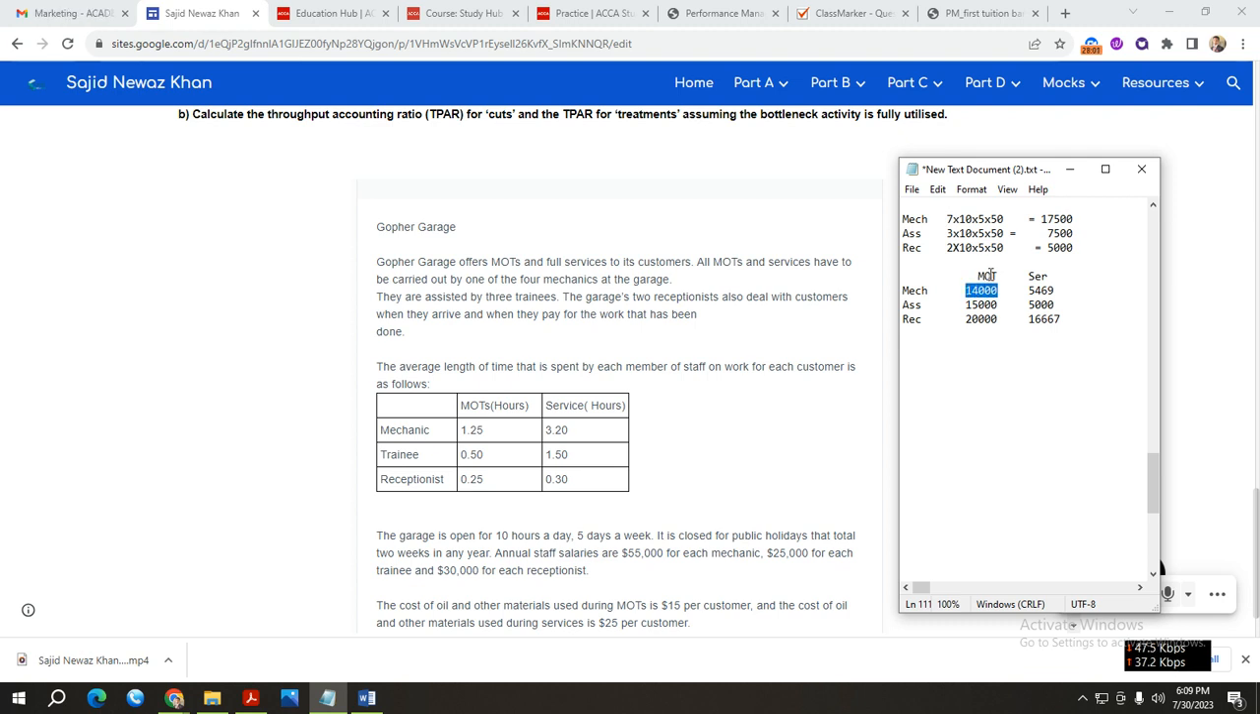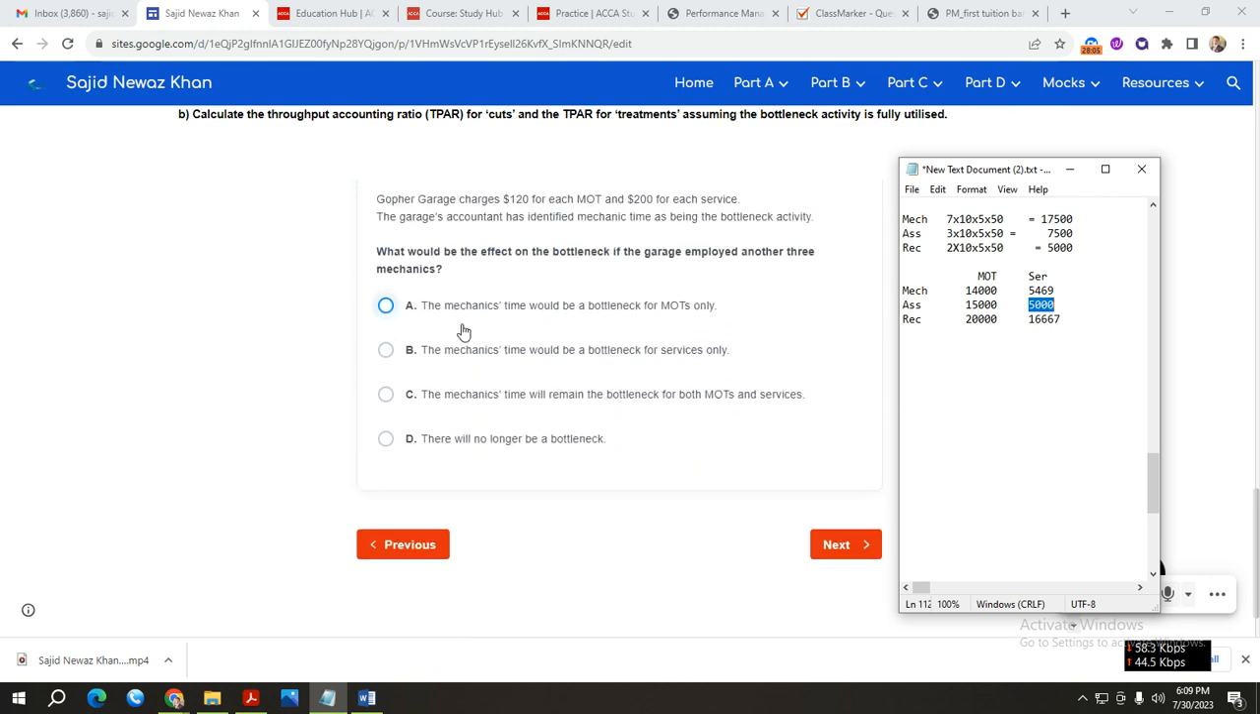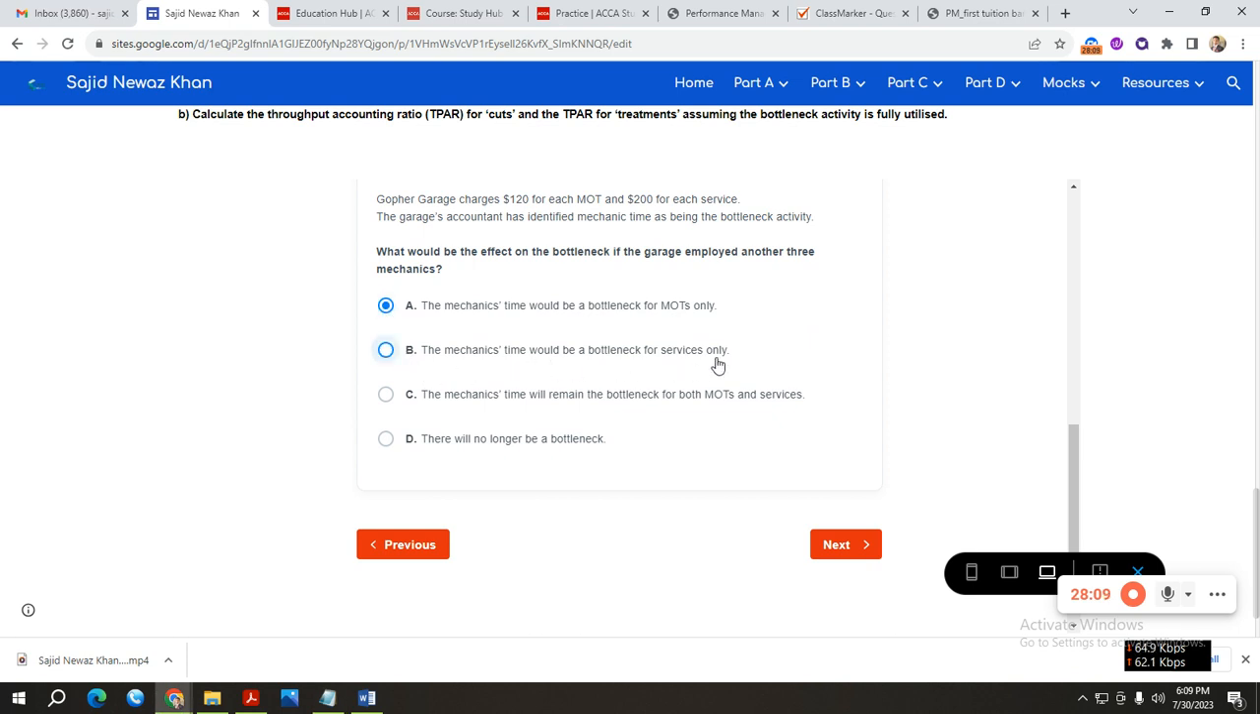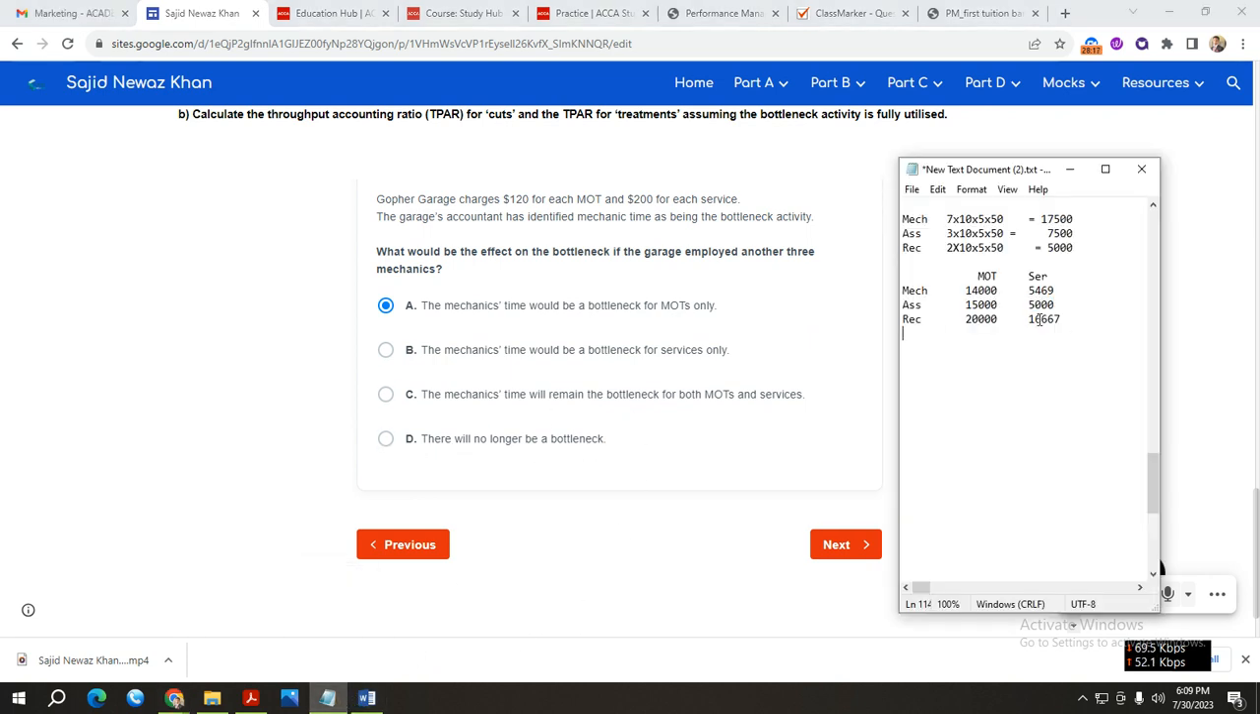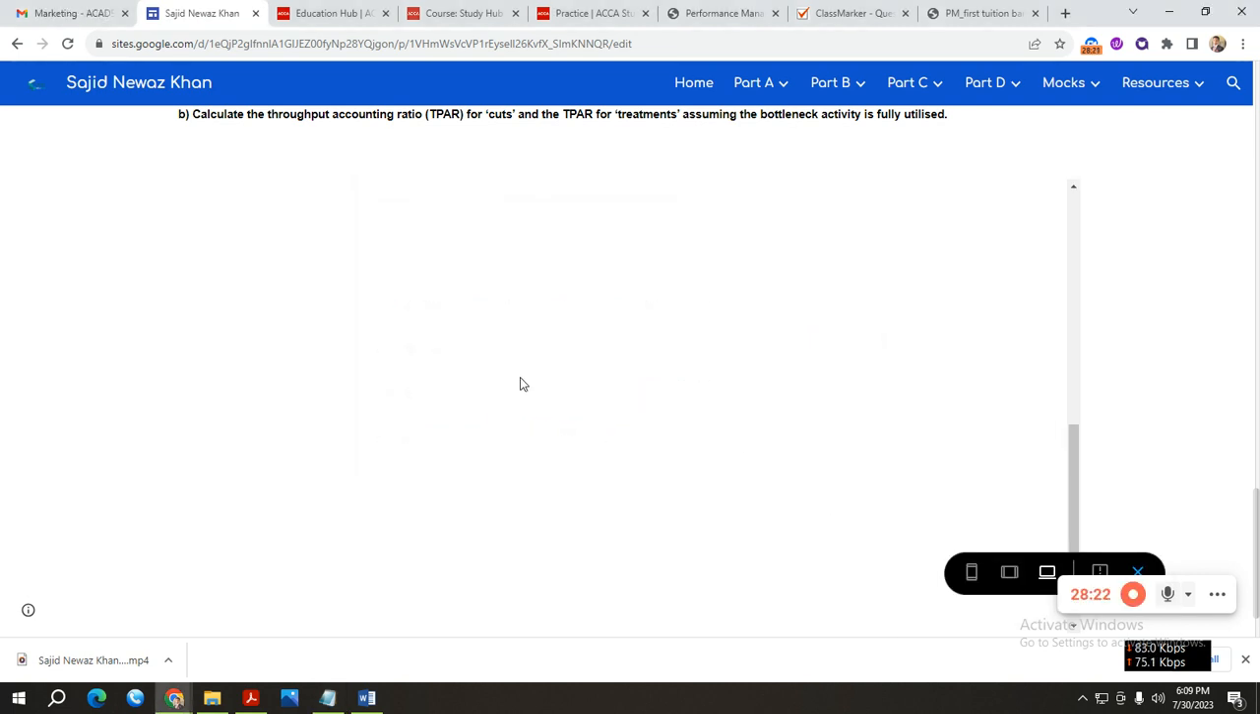Okay, so we can see that if we hire 3 new people, our mechanic is the bottleneck for MOTs, our assistant is the bottleneck for services. So let's look at the options. Mechanic's time would be yes. Mechanic's time would be about no, not for services, not for both. There is going to be a bottleneck. Remember, a bottleneck is always there. So of these, this is the right option. So let's go on to the next one.